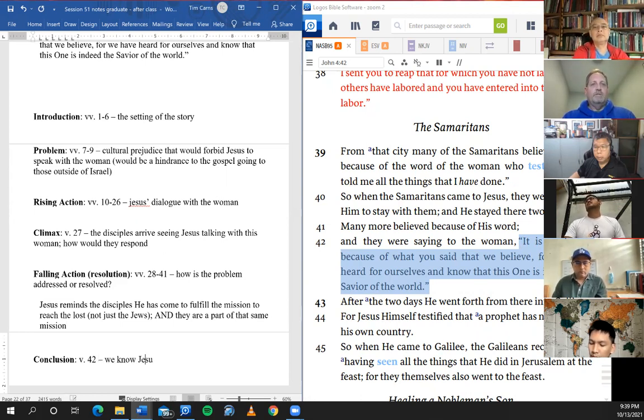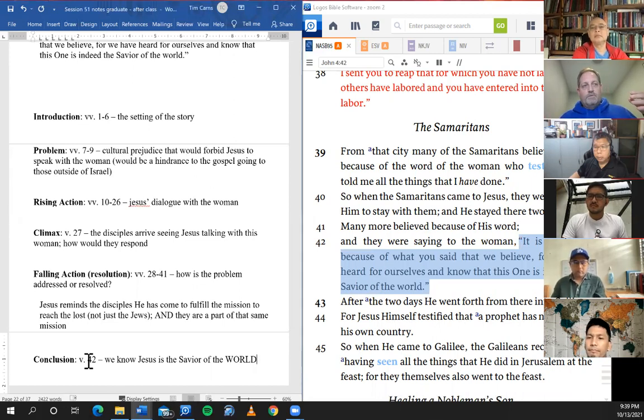We know Jesus is the Savior of, and then we really want to put in caps here, the world. All right, so sort of this gospel is for not only the Jews, but any who are lost.